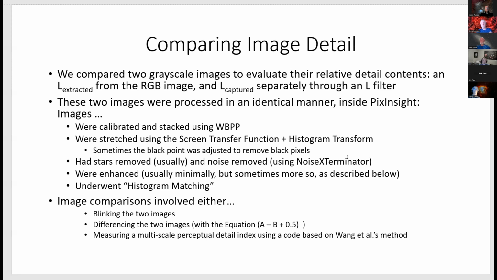That is the simplest way that I could think of that probably doesn't introduce any extraneous processing that's hidden behind some of the other stretching algorithms. Sometimes I adjusted the black point to remove the totally black pixels from the image. I never tried to actually truncate any of the pixels that had a level above 0. I removed the stars, usually, not in all cases as you'll see, and used a noise removal tool.